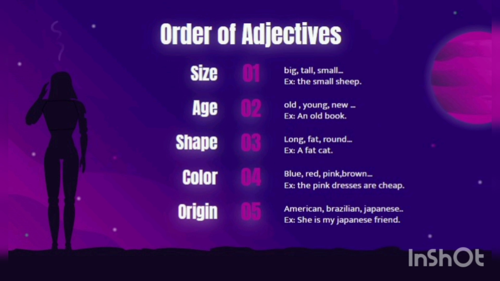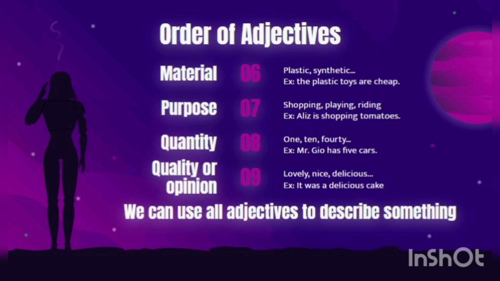Fourth, color: it could be blue, red, pink, brown. Example, the pink dresses are cheap. And fifth, origin: it could be American, Brazilian, Japanese. For example, she is my Japanese friend. Sixth, material: it could be plastic, synthetic. Example, the plastic toys are cheap.